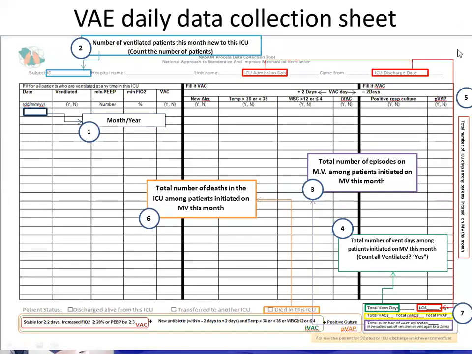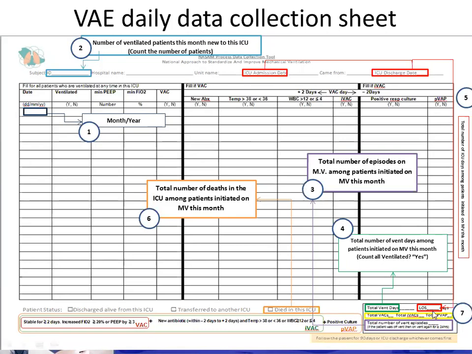The fifth one, which is number 5 here, is the total number of ICU days among patients initiated on mechanical ventilation that month. So we count it by getting the date of ICU admission till the day of the ICU discharge. It's not the hospital admission, it's the ICU admission. And the vent days here, it's not the total vent days. He might be ventilated in the ER, then later on admitted to the ICU. So this form will start from the time he was admitted in the ICU, because the episode will be counted for that ICU, not to the previous ICU or previous hospital.